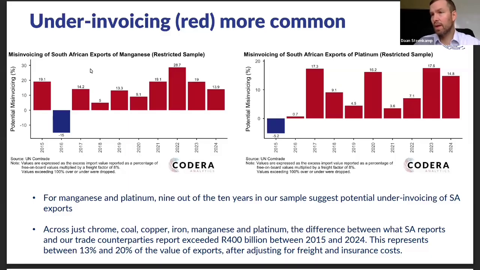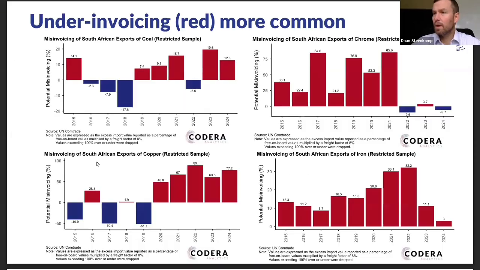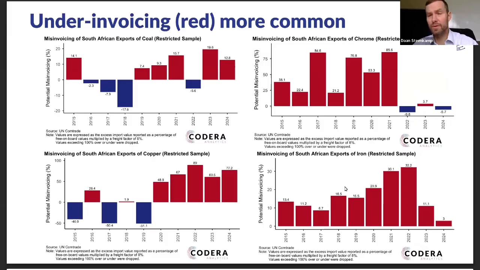And you can see that for the last part of the sample, there is consistently evidence of potential under-invoicing. And when we look at a number of other categories, we see similar patterns. Overall, an assessment of net under-invoicing across the full sample for a number of other important exports, such as coal, chrome, copper, or iron. And again, the values are very substantial. You can see in the case of copper very high percentages, and very high percentages in the case of chrome.